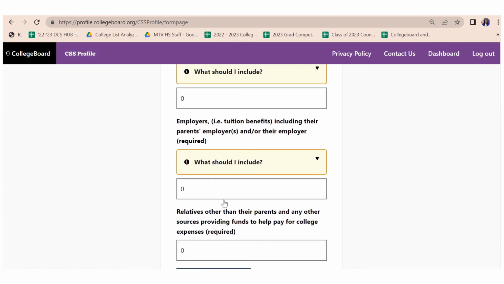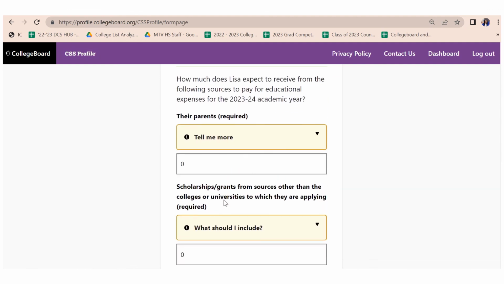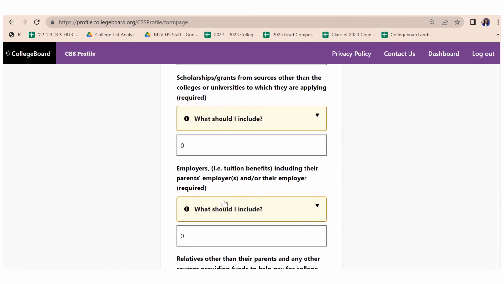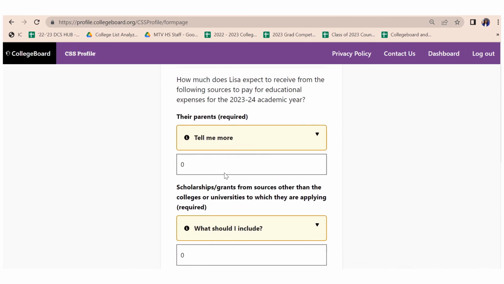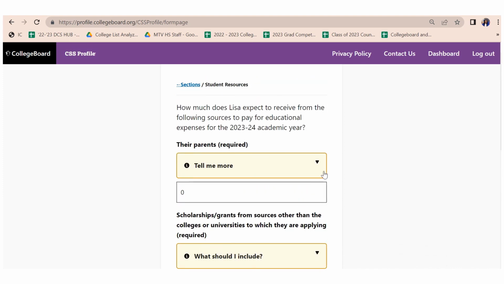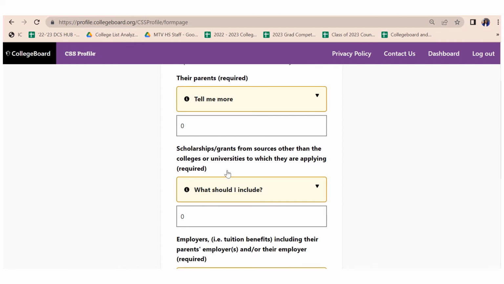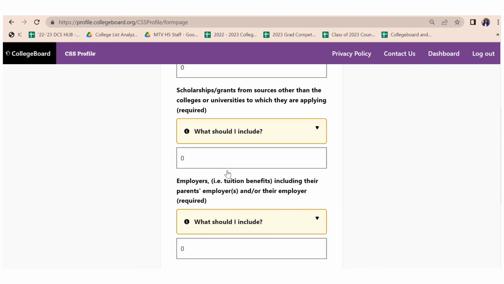So again, unless you have money sitting there that is guaranteed for the student's college, I recommend putting 0 for all of these. So for what parents plan to contribute, because in a perfect world, we want all of our students going to school for free. So please put 0 unless you have amounts of money that are sitting there that will definitely go towards their college.